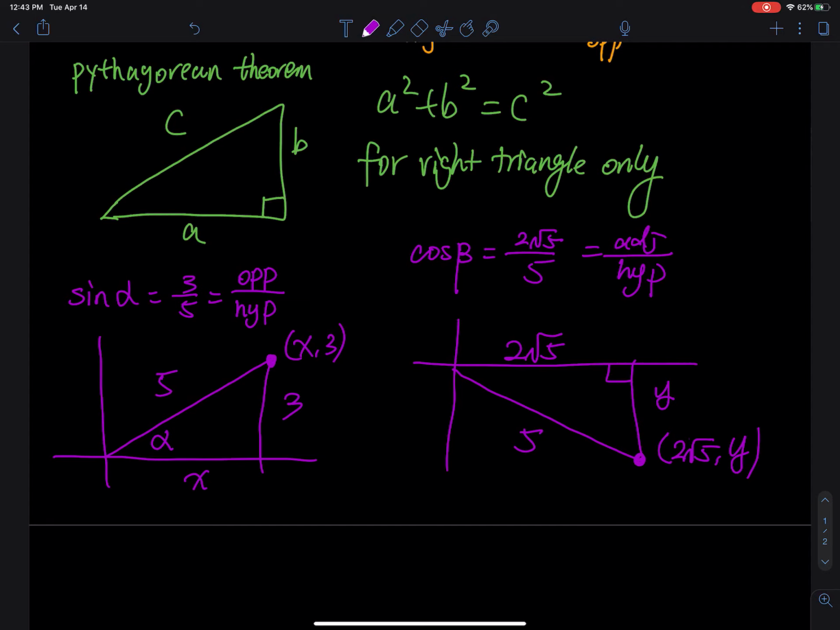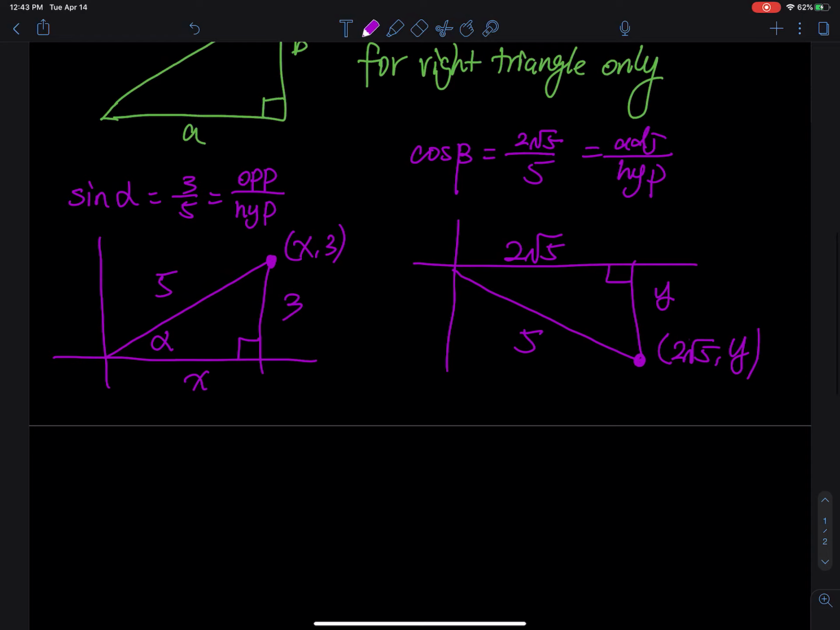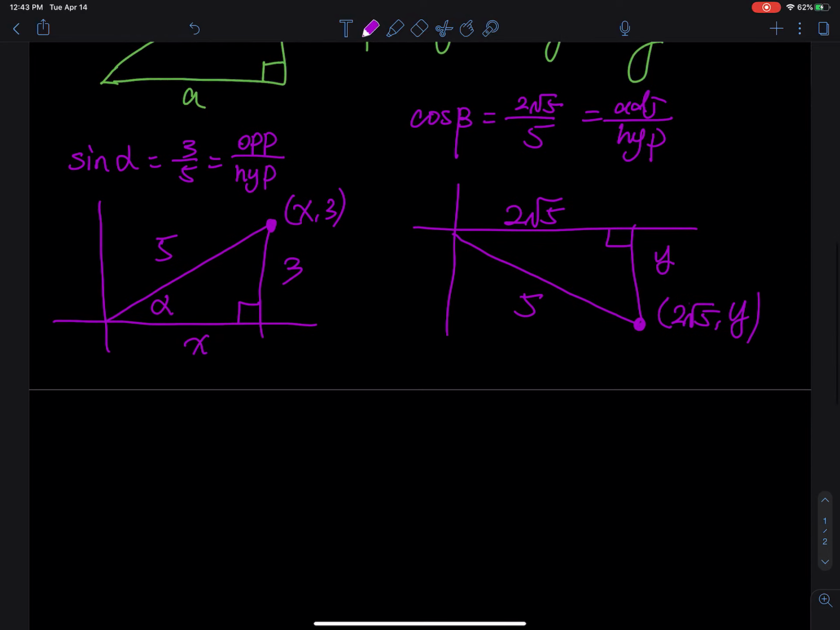Now, let's find the x and y. This is a right triangle, and this is a right triangle. For the one on the left, what do we have? We have x squared plus 3 squared equals 5 squared, right? So x squared equals 25 minus 9, which equals 16.